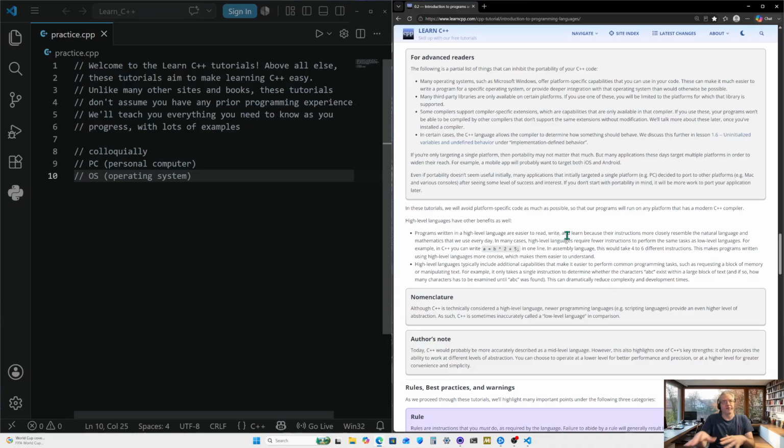So if you're just planning on running it on your computer alone, nobody else's, then yes, the portability won't matter. But many applications these days target multiple platforms in order to widen their reach. So you want it to be able to be played by anybody running any kind of operating system. For example, a mobile app will probably want to target both iOS and Android.